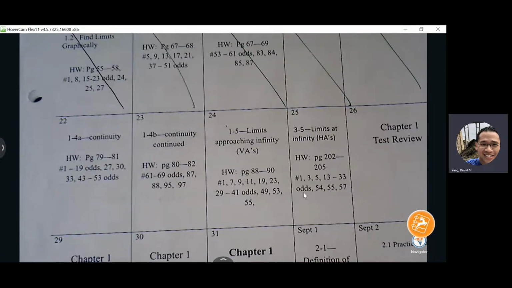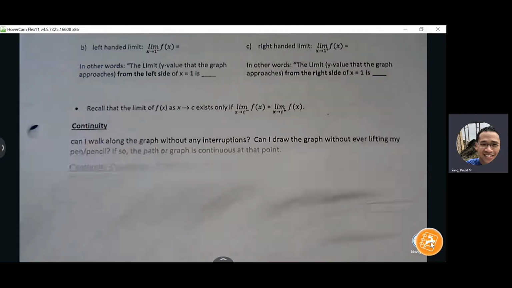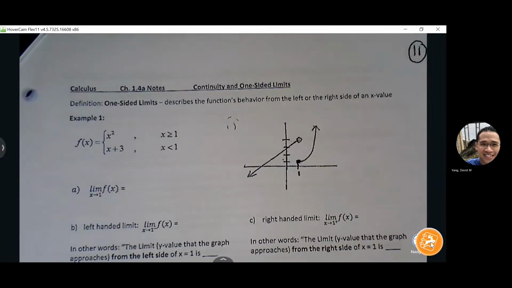Today, we're going to continue with the topics that we've covered from before. So we talked about being able to find algebraic limits. We're able to determine what it looks like when a limit exists, what it looks like when a limit doesn't exist. And we're going to extend that to this topic called continuity. And so we're going to be on page 11 in your packet.